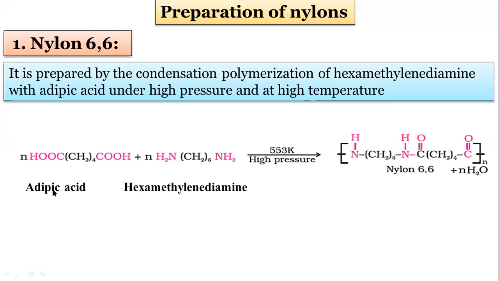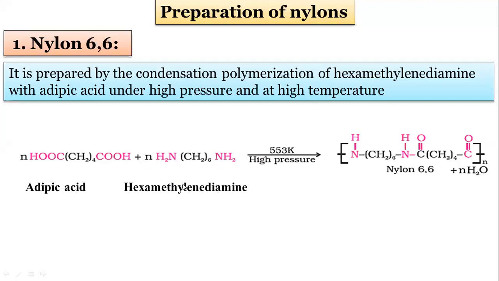So this is adipic acid. Adipic acid is a dicarboxylic acid. In the chapter on aldehydes, ketones and carboxylic acids, I explained what adipic acid is. CH2, CH2, CH2, CH2, four times. This is the condensed formula of adipic acid, plus hexamethylene diamine. In the name itself, hexa means 6 methylene groups are there, and diamine means this is one amine and this is another amine. So this is adipic acid and hexamethylene diamine.